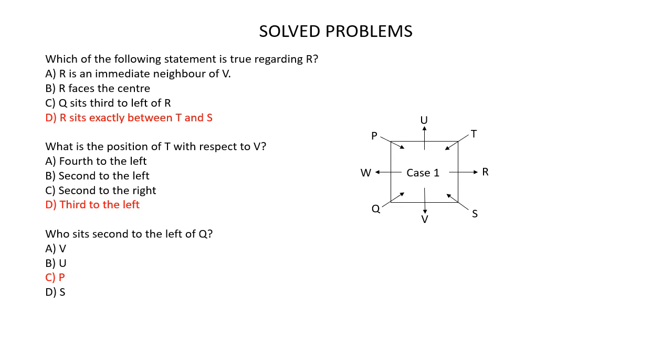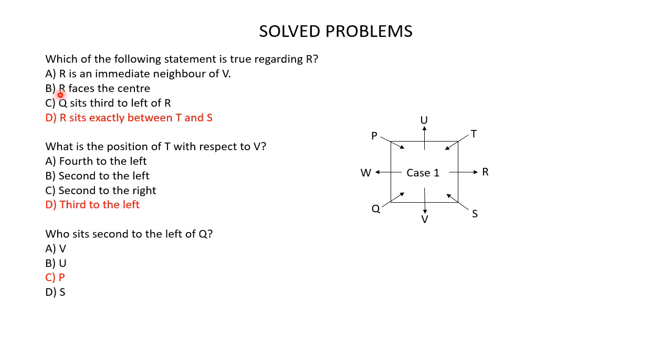Based on this final seating arrangement, let's answer the given questions. Which of the following statements is true regarding R? You are given four options and you have to find out which of these options is the correct one. Now option A says R is an immediate neighbor of V. But the immediate neighbors of V are Q and S. So option A is not true.